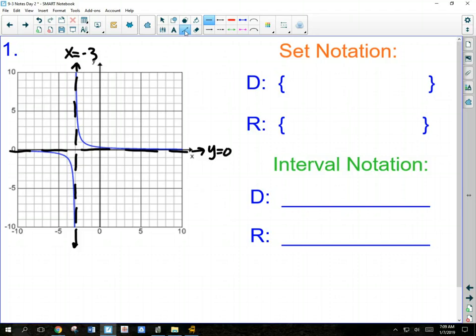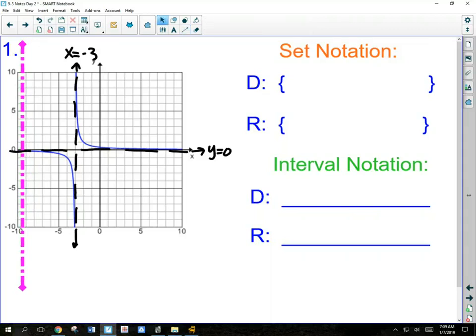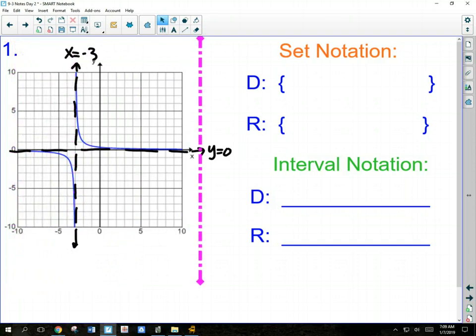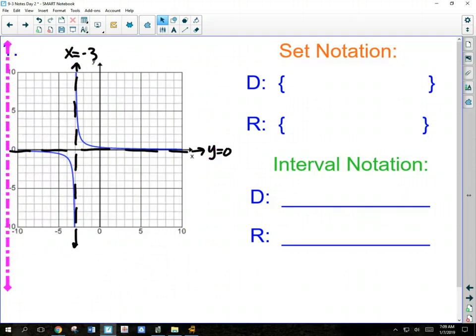Remember that when you do domain, you're going to think about all the places, as you move from left to right, where you would be touching the graph, in this case the blue line. As I drag this vertical line from left to right across this function, I'm looking for all the places the pink would touch the blue line. All the way down to -infinity, it will touch, and it's still touching the blue line.